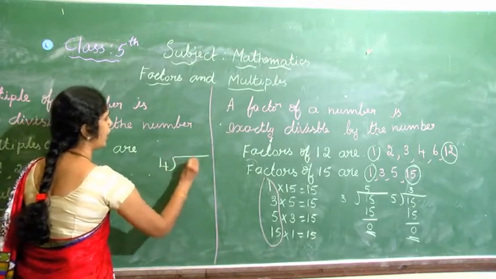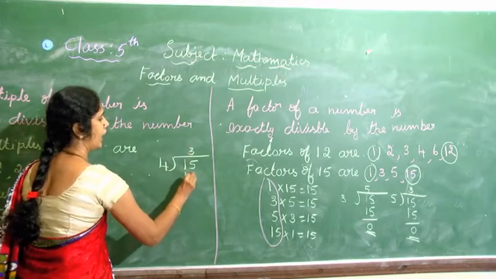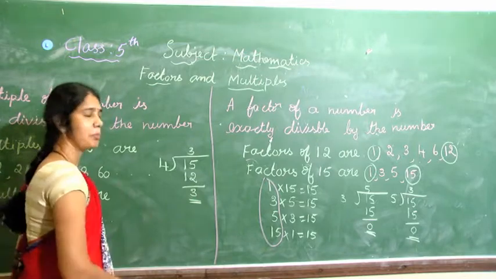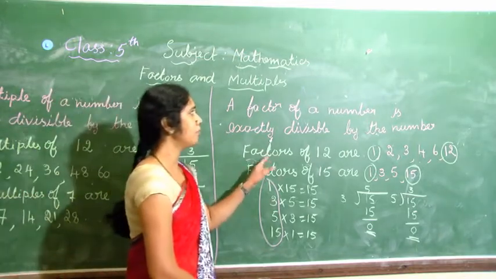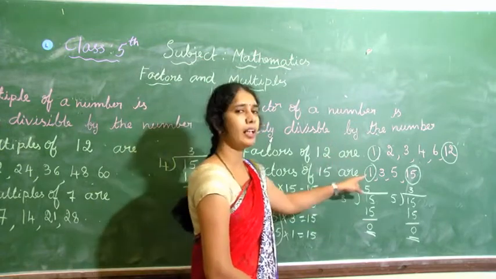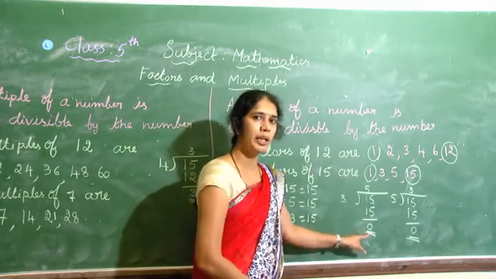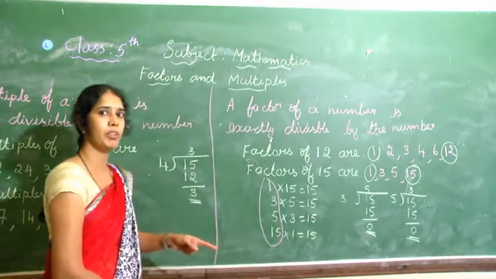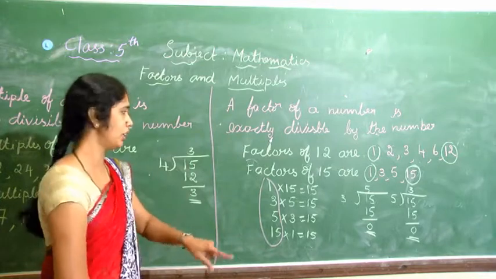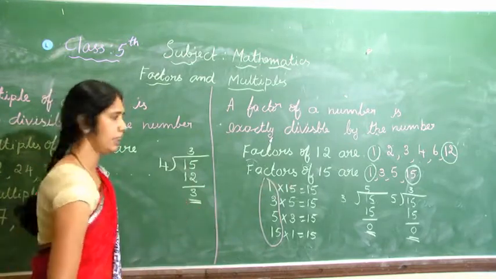If I divide 15 by 4, what will I get? 4 3s are 12, 15 minus 12 is 3. I did not get remainder 0. A number can be a factor of a given number only if it divides the given number exactly. It should give remainder 0. Then only can we say that the number is a factor of the given number. See, the remainder is not 0, here it is 3. Now next.